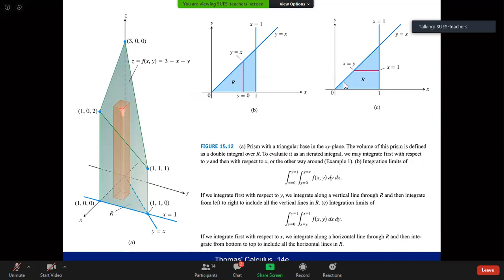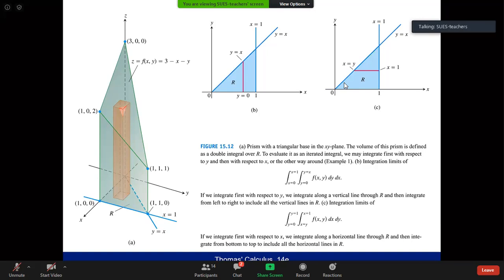So let's see. Here is the prism, right? The prism is here. So the area downwards, I mean the area on the xy-plane, and here we can see the xy-plane, right?